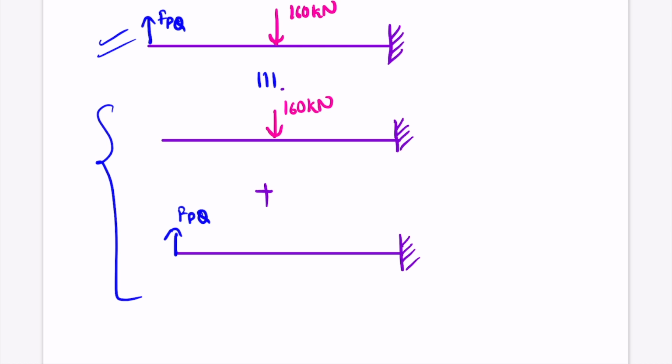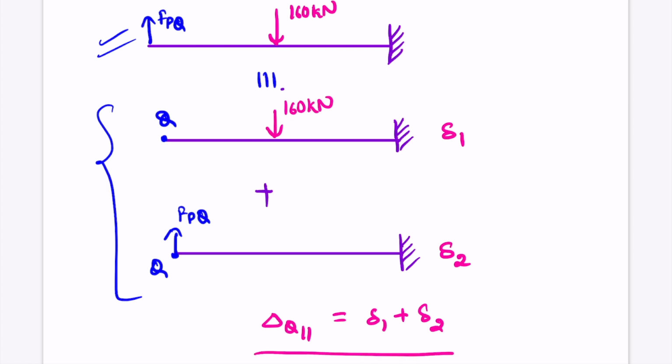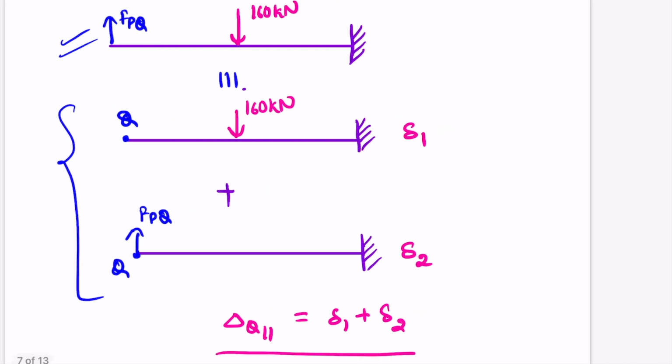So we will call the deformation, so this is point Q, this is also point Q. So let us call the deformation for this first structure as delta 1 and this as delta 2. So finally the value of delta Q2, which we need to find out, will be equal to delta 1 plus delta 2. So let us find out delta 1 and delta 2 now. For finding out delta 1 here, we will use the standard deflection formulas.